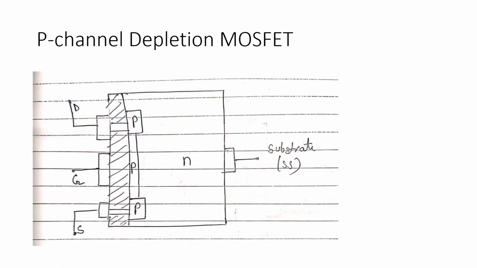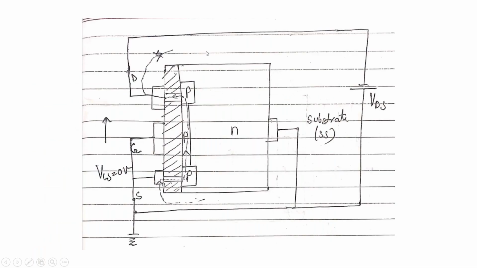Next, this is the P-channel depletion MOSFET. The difference here is that there is a P-type channel. In the N-channel MOSFET, there is an N-type channel here, and in the P-channel depletion MOSFET, the channel is of P-type and the body substrate is of N-type. This is the working of the P-channel. Now, in a P-channel MOSFET, the conduction is due to the majority carrier, that is the hole.